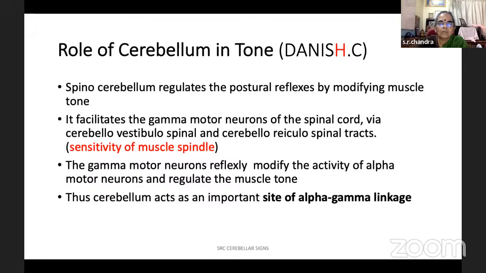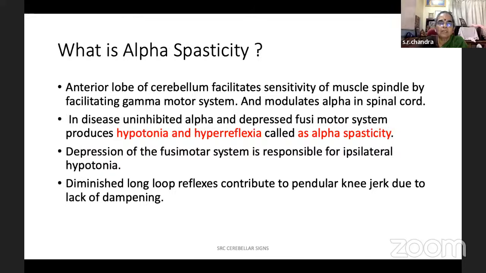So gamma motor neurons reflexively modify the activity of all other motor neurons and regulate muscle tone. So at what degree of stretch the extrafusal should contract. Extrafusal is by the alpha motor neuron. So this is called alpha-gamma coactivation. So the cerebellar glomerulus is the site of alpha-gamma coactivation. In cerebellar disease that fails.